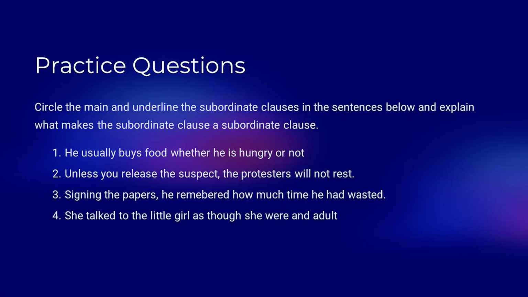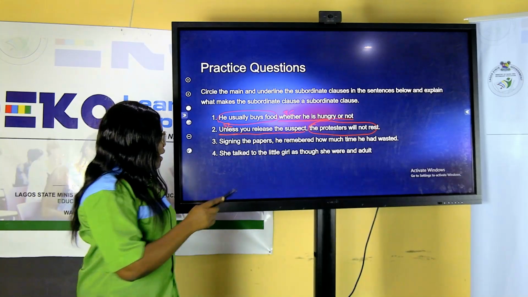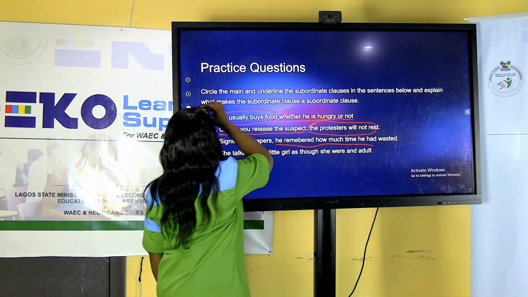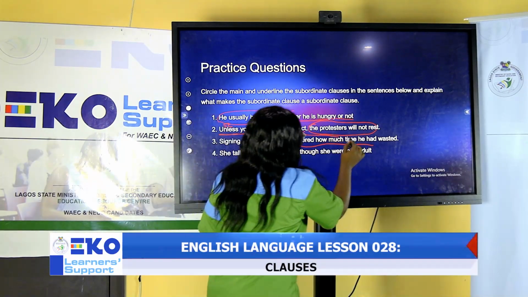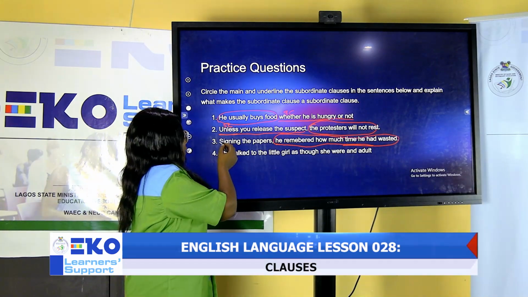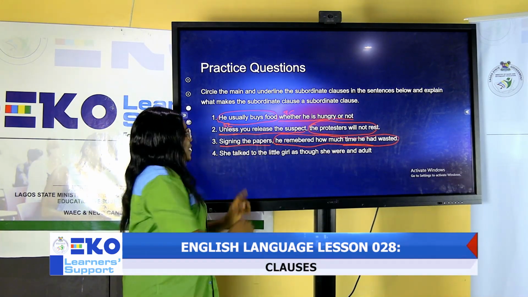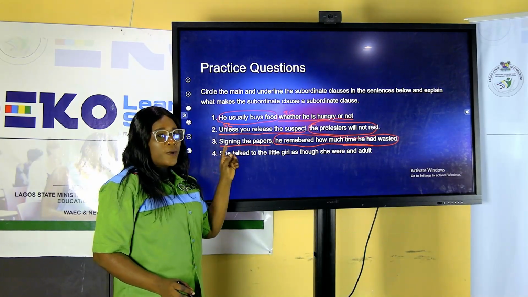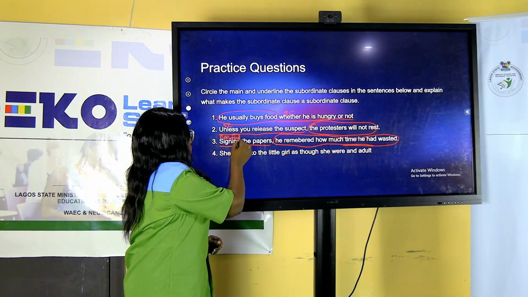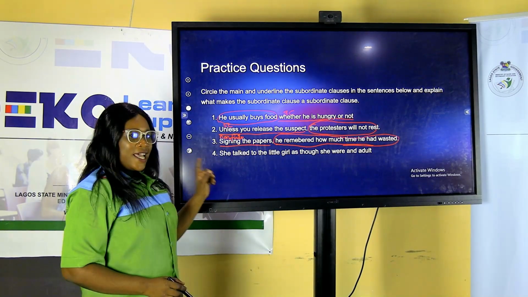Signing the papers, he remembered how much time he had wasted. Main clause, he remembered how much time he had wasted. Remember, we have to circle this. He remembered how much time he had wasted. Signing the papers is our subordinate clause. And this subordinate clause is introduced by what? A non-finite verb. Okay? And then the last one.